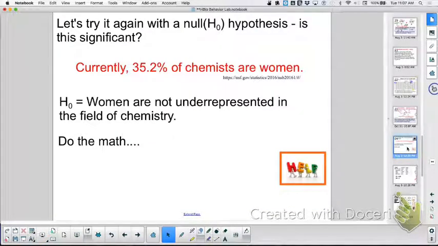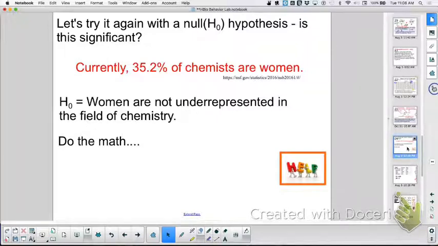Currently, and this is data from 2016, if people checked what their job was, checking the box, I'm a chemist as my line of work, 35.2% of chemists are women. So is that statistically significant?